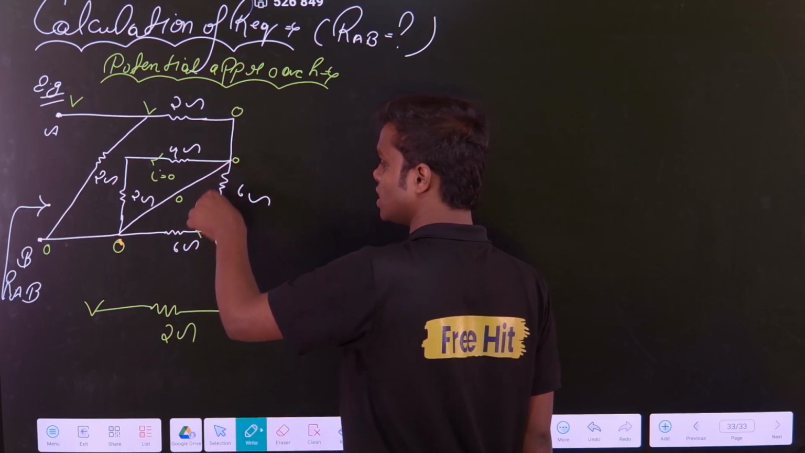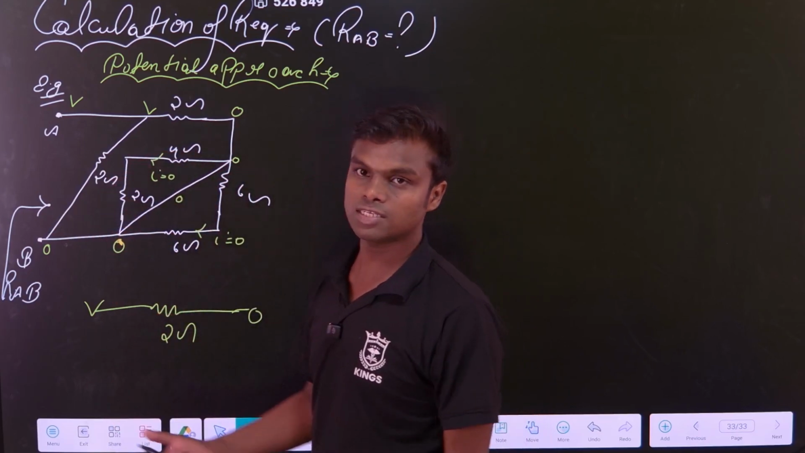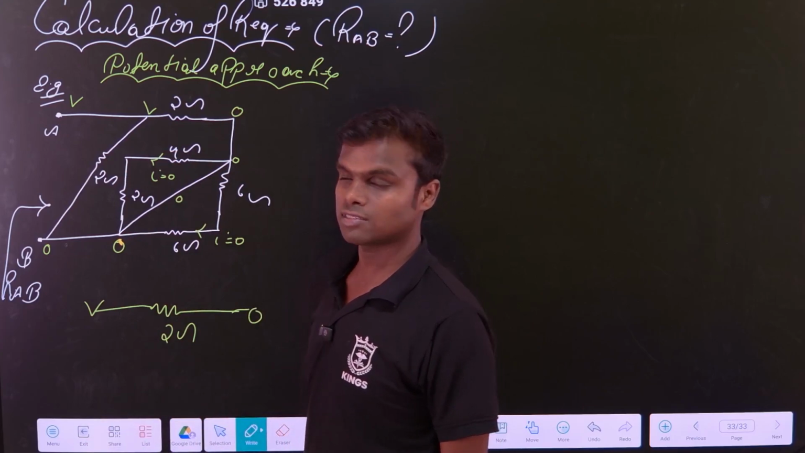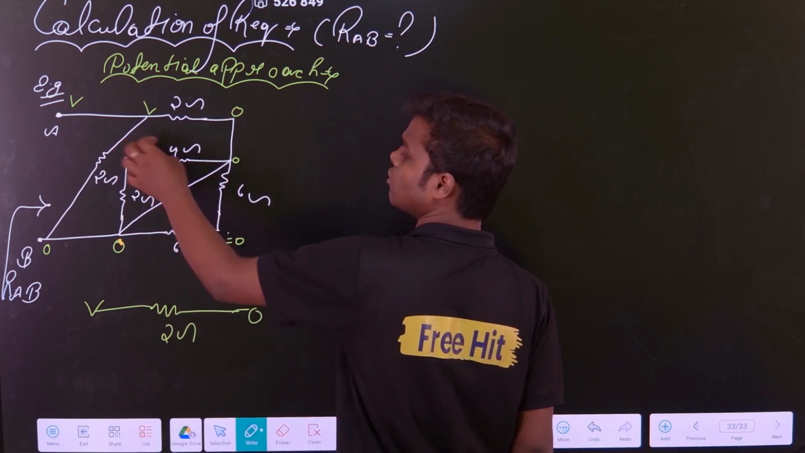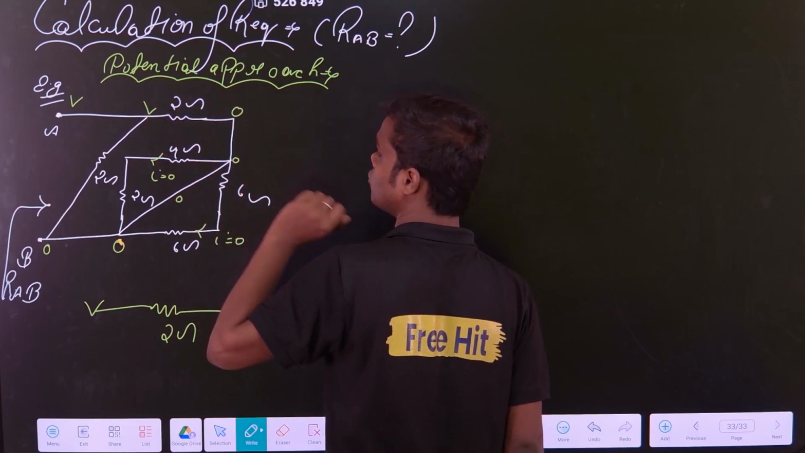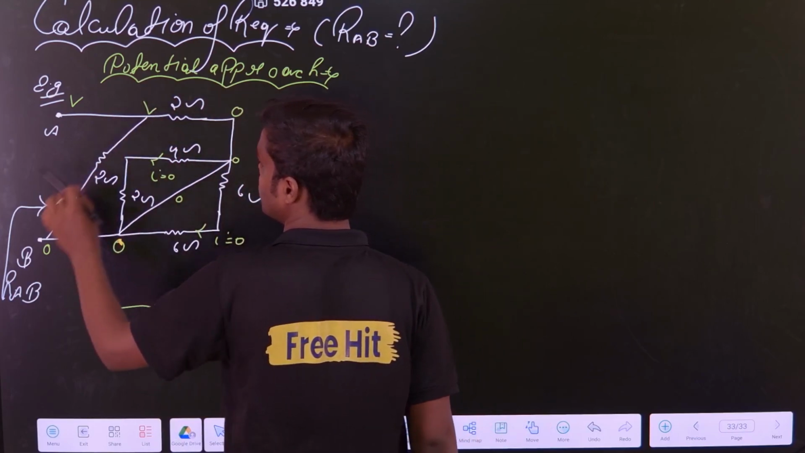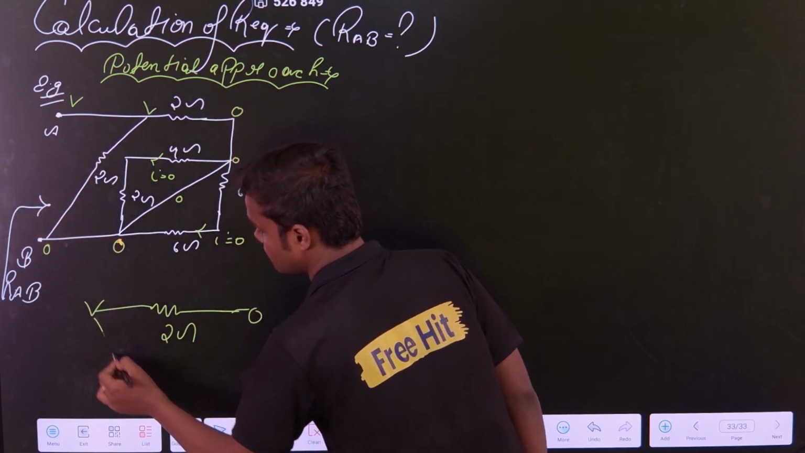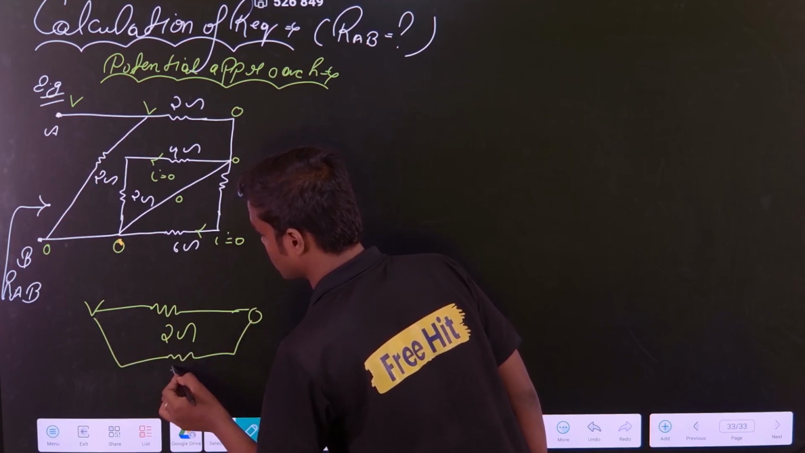So there is no need to take these two resistances. Why? Because the current is 0, then why is there a need to take that resistance? So we can neglect these two resistances. There is no need of taking them into account. If you see, we have only one resistance of 2 ohm, and there is another resistance between V and 0, that is of 2 ohm.